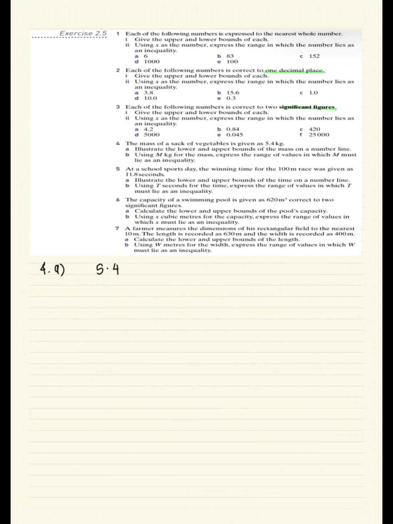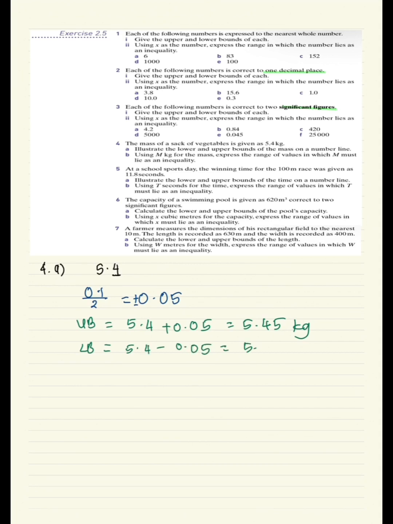Let's look at question 4. 5.4. This is correct to 1 decimal place. So I'm going to take 0.1 divided by 2, which would give me 0.05. So I'm going to plus and minus 0.05 to find the upper and lower bounds respectively. So to find the upper bound, I'm going to plus 0.05, which would give me 5.45 kilogram. And to find the lower bound, I'm going to take 5.4 minus 0.05, which would give me 5.35 kilogram.